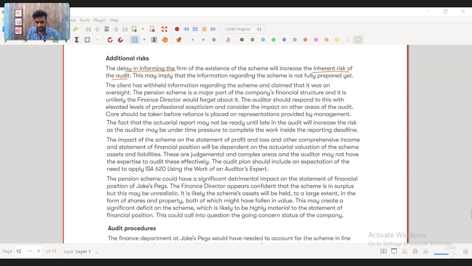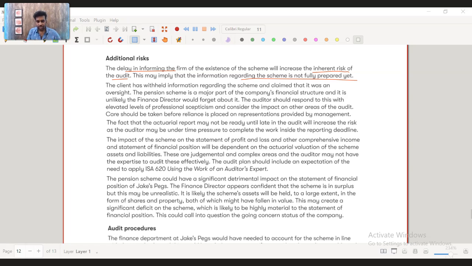So when the actual report is delayed, we cannot do any kind of calculation or any kind of accounting work to understand if the accounting has been done appropriately or not. This may imply the information regarding the scheme is not fully prepared yet. So if the actual report is not received, the accounting is not complete.